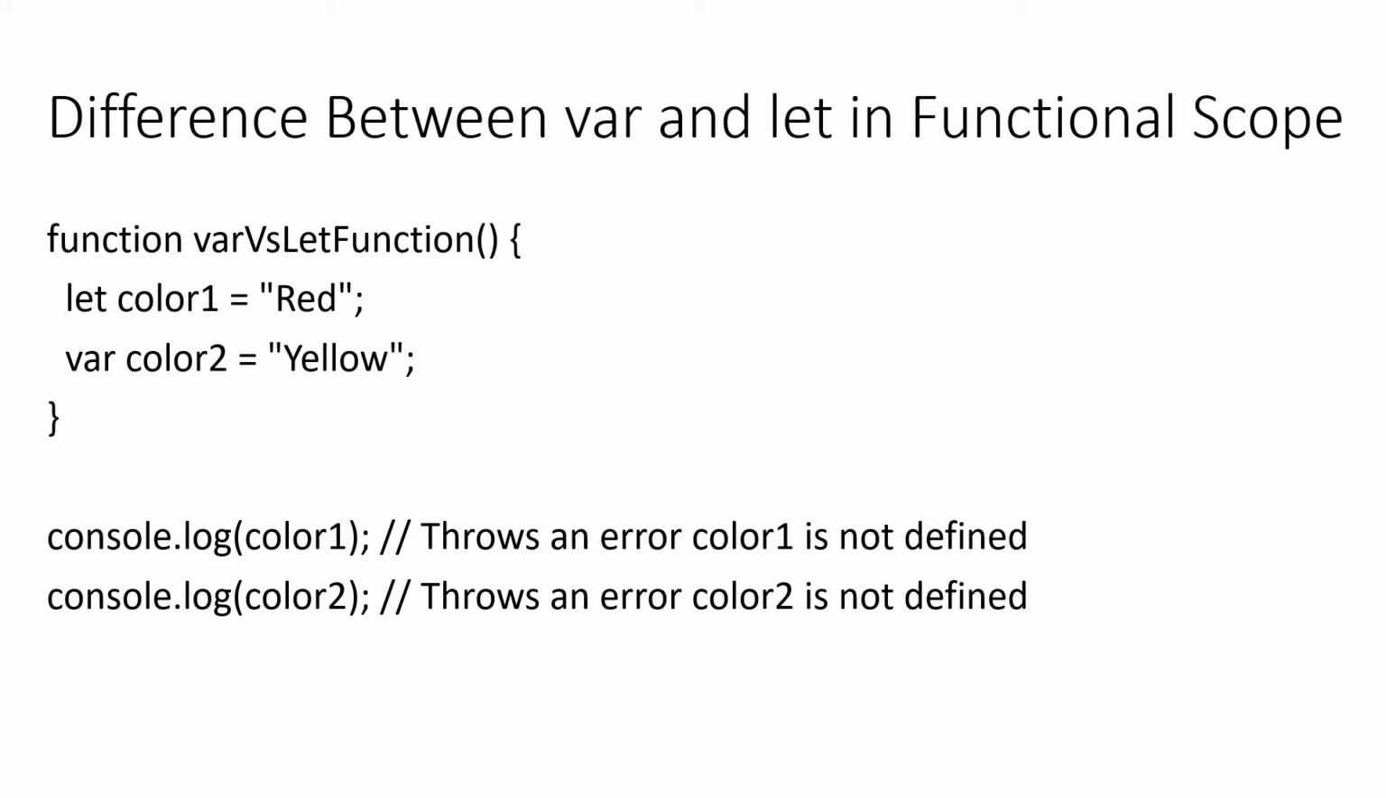Will we be able to access color 1? No, it will throw us an error. Why it is throwing an error, I'll tell you later. First we'll see the second console log, that is console.log color 2. Will we be able to access this? No, it throws an error too: color 2 is not defined. I'll tell you the reason why we are getting this error.